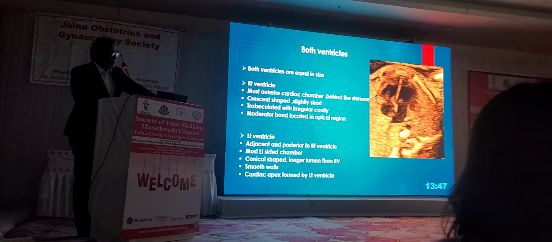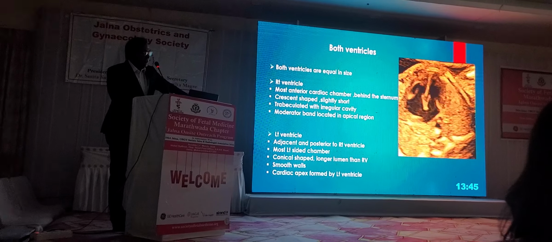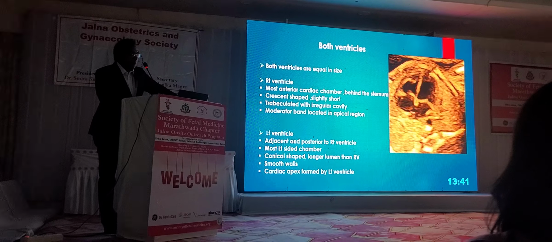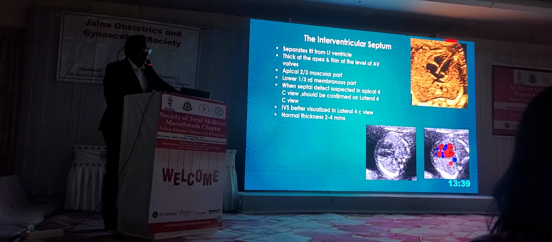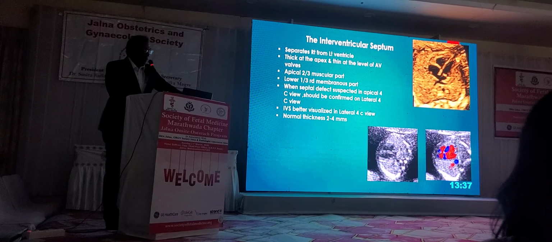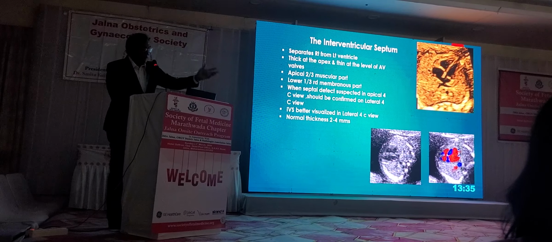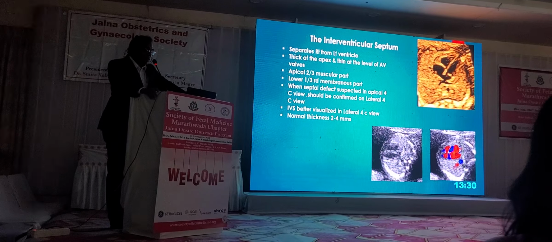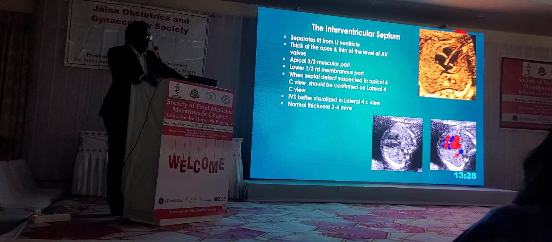And the left ventricle is the most left-sided chamber, conical shaped. It has smooth walls, and the cardiac apex is formed by the left ventricle. A few words about the interventricular septum. It separates the right from the left ventricle. It is thick at the apex, thin at the AV valves. The apical 2/3 is muscular, and the lower 1/3 is the membranous part.